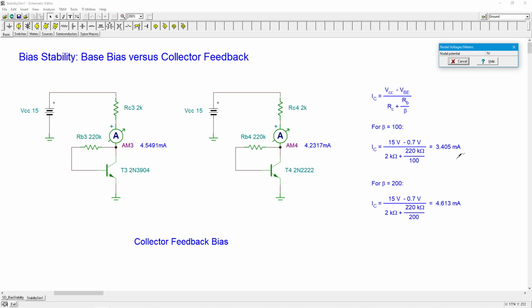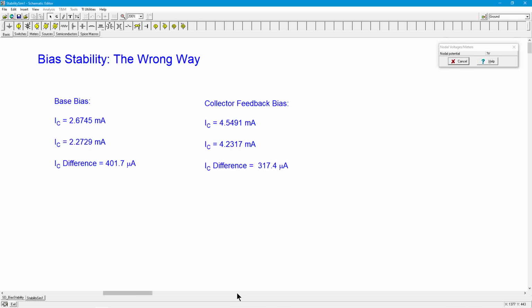All right. Now, how do you determine which one, which circuit, the collector feedback or the base bias, is the more stable circuit? Well, the simple way, which is really not a very good way, I would go so far as to call it the wrong way, is to simply do this.